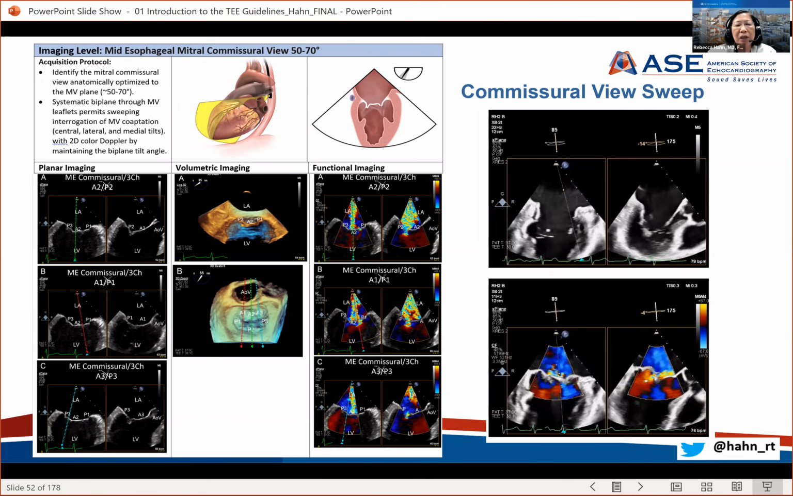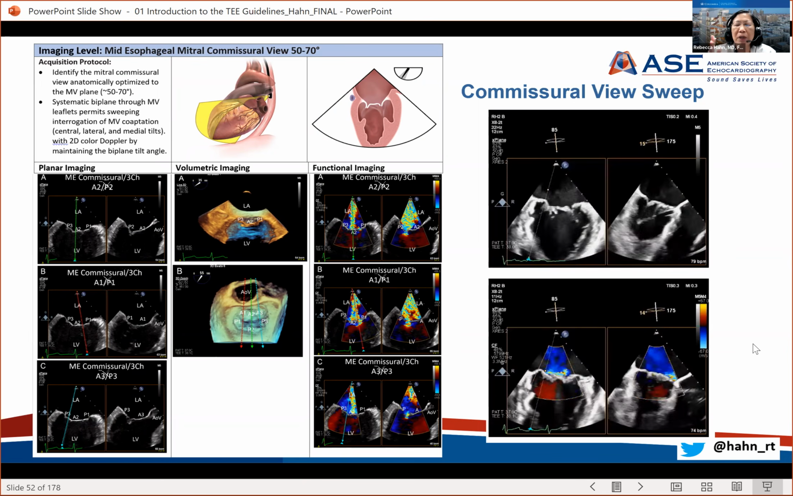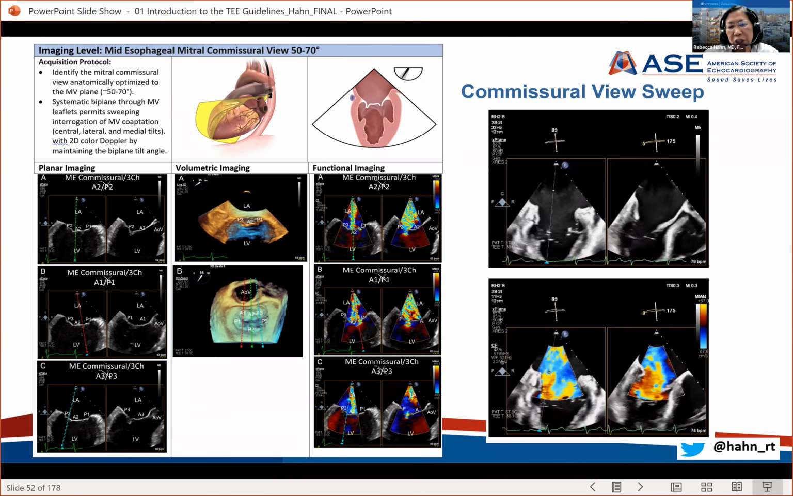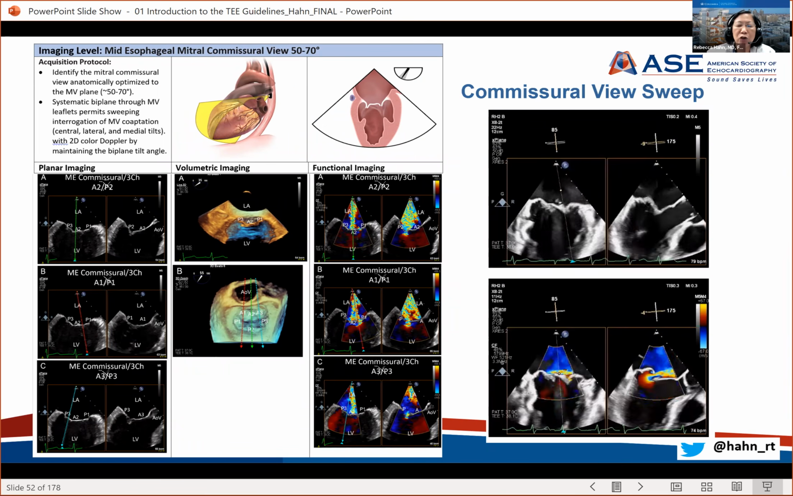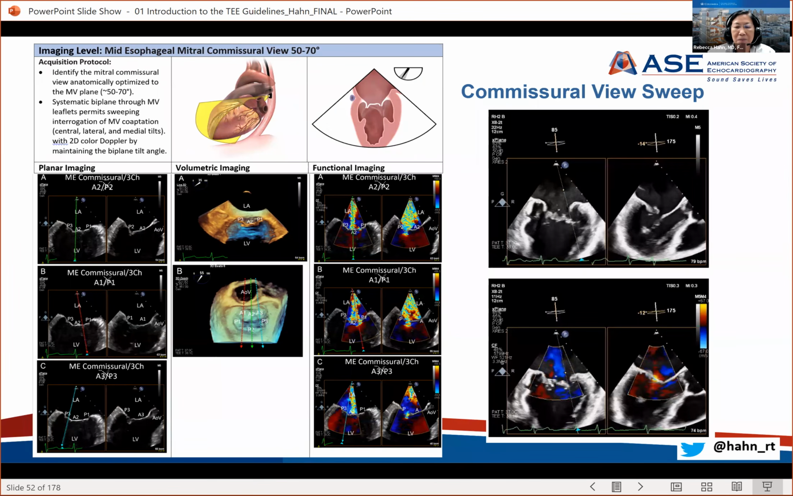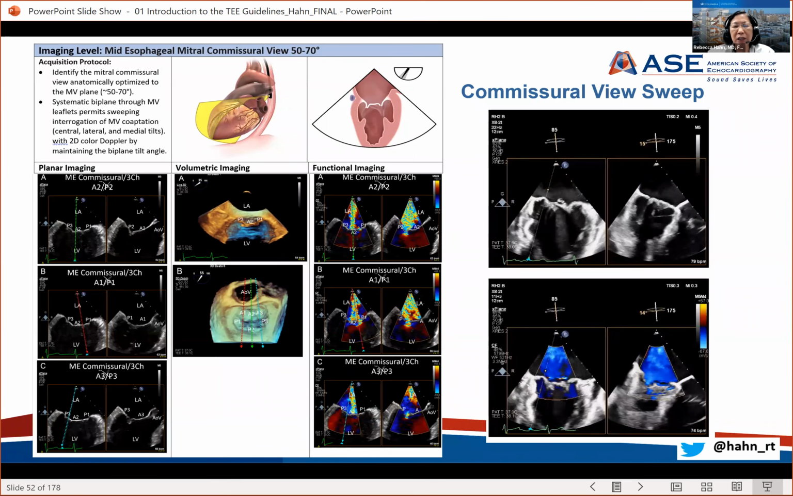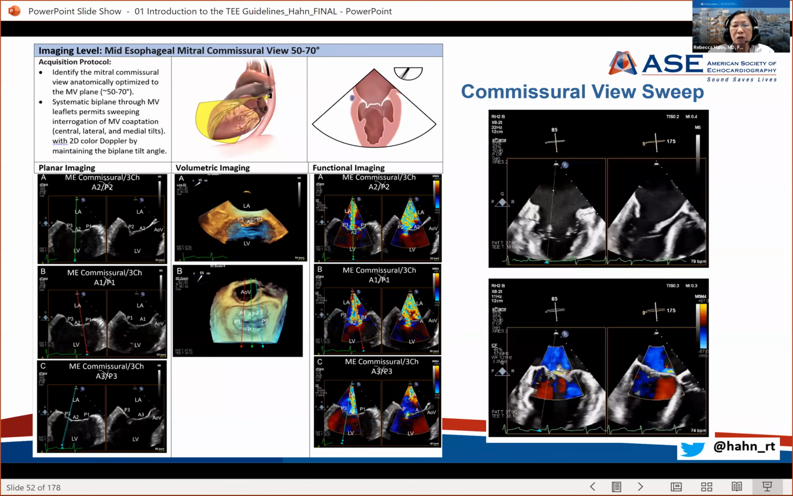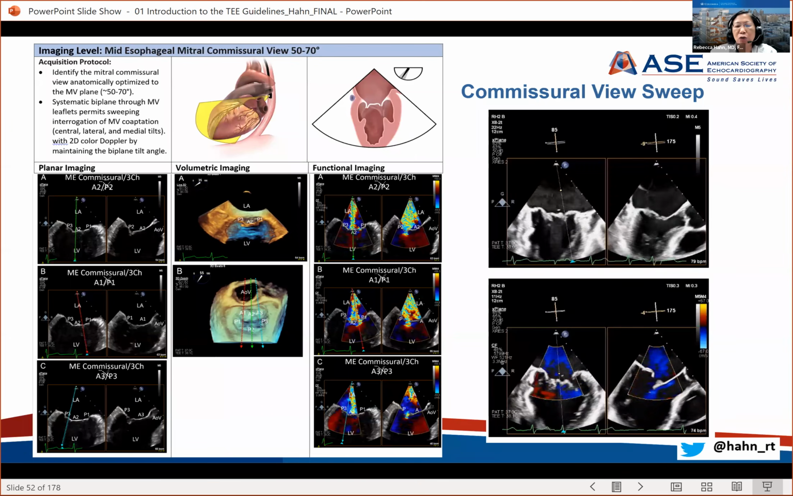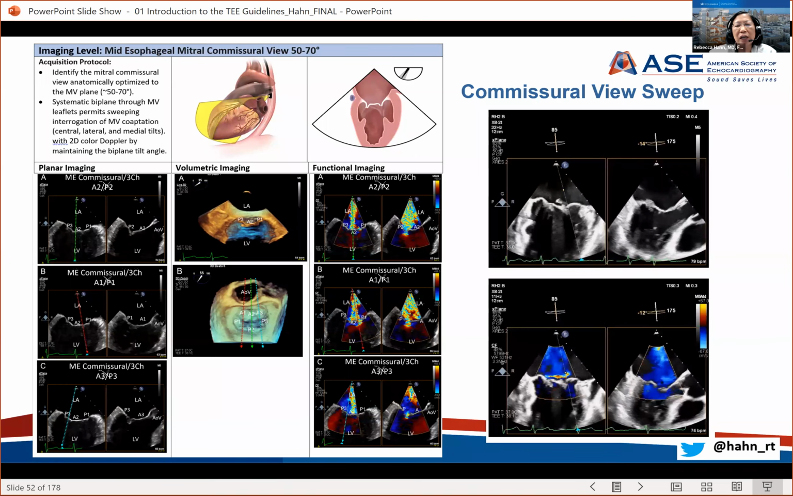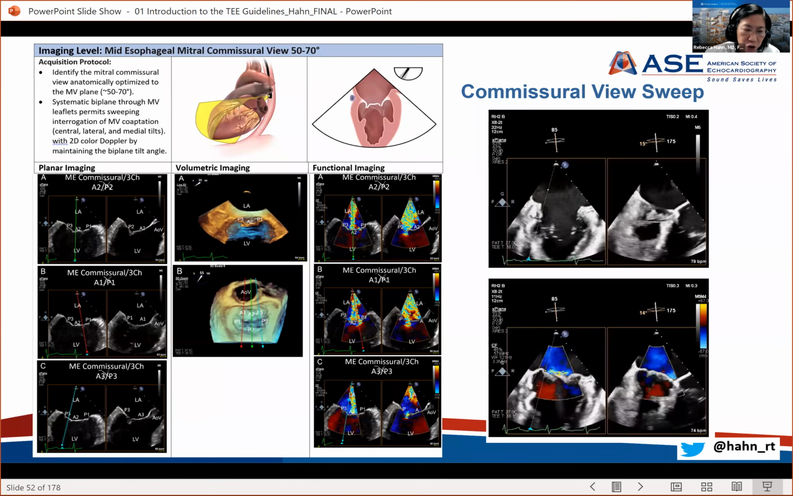Now, from the inflow-outflow view, our favorite thing to do is do a sweep. These are two images of us just sweeping across. And remember, these are all digital machines. As you're moving the trackball, the machines store the images. So we move the trackball, then we freeze and scroll back and capture the stored digital image. This is a retrospective capture. That allows us to do these continuous sweeps and get a really good sense of what's going on across the plane of the coaptation zone.